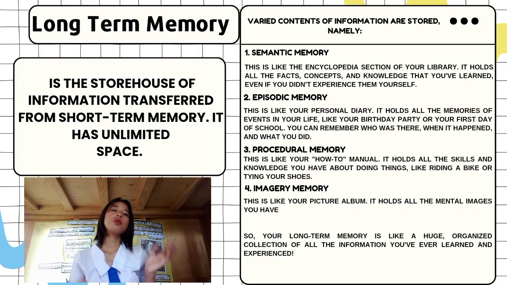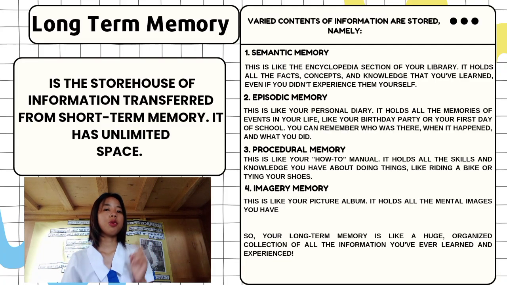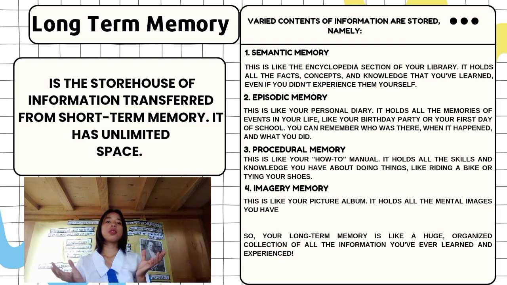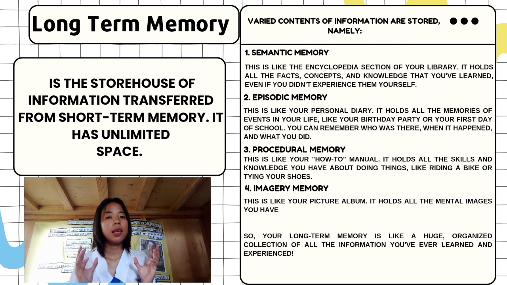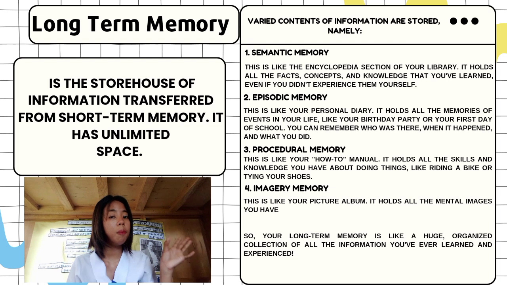So let's proceed to the third component of the IPT model, which is the long-term memory. So think of the long-term memory as a giant library with endless shelves. It's where you store all the information you learn and experience, and it can hold everything. So there are different types of information stored in your long-term memory.